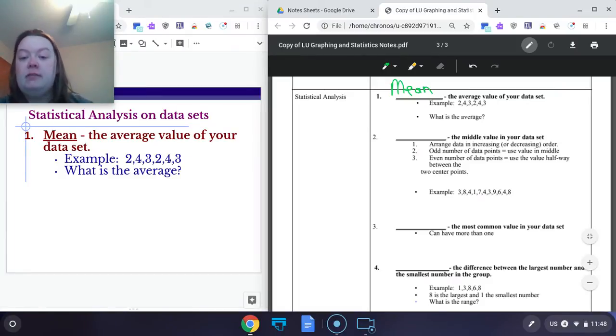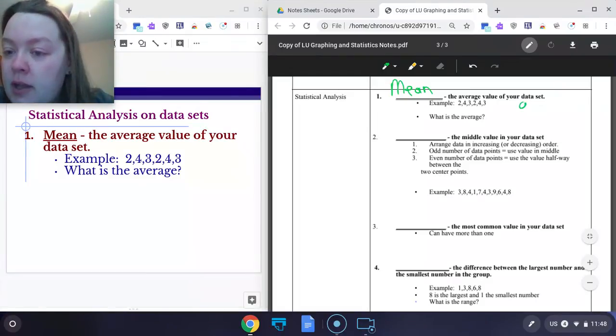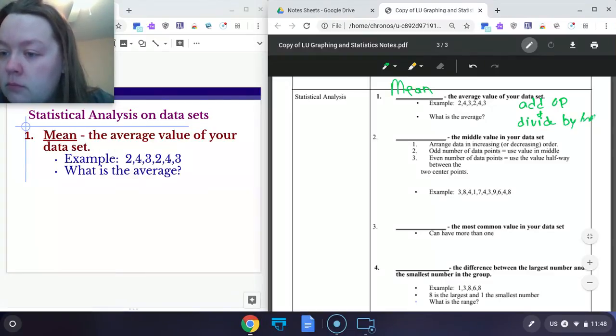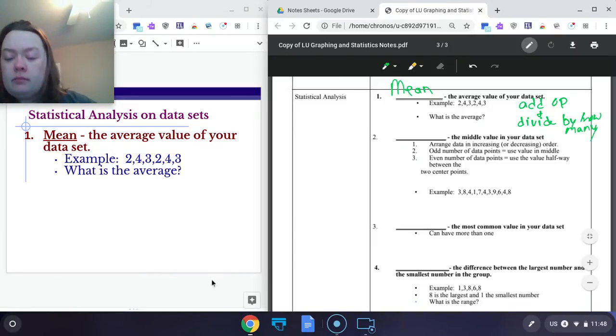And the way that you do that is you add them all up and then divide by how many there are. So for this one here, you add 2 plus 4 plus 3 plus 2 plus 4 plus 3, and you divide by 1, 2, 3, 4, 5, 6.